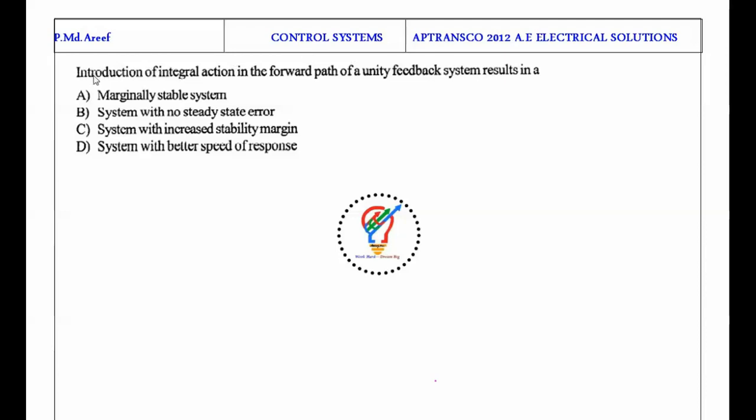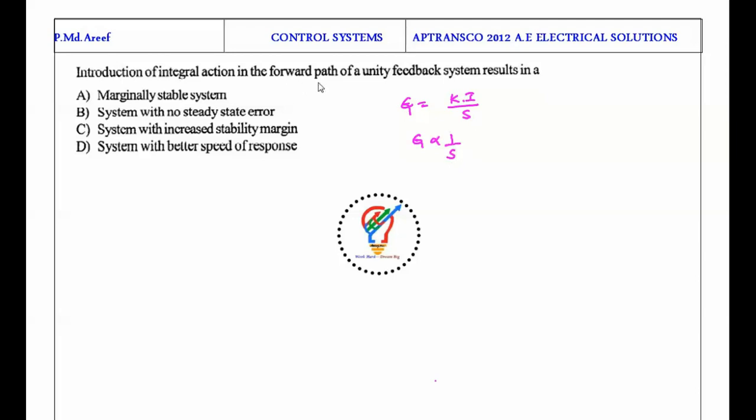Okay, next one. The first question here is: introduction of integral action in a forward path of a unity feedback system results in. So when we are introducing integral action, we can give the transfer function of integral action G is equal to some constant gain K_I divided by s here. One thing you should remember, G is proportional to 1 by s.